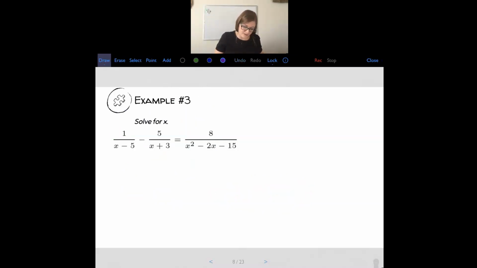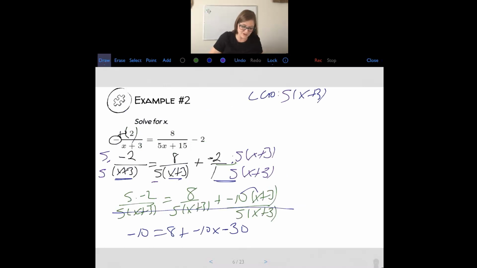Okay, the next one, we haven't done this one yet. Solve for x. So 1 over x minus 5 minus 5 over x plus 3 is equal to 8 over x squared minus 2x minus 15. We have a rational equation. Oh, I didn't check my answer on the last one. Okay, making sure the denominator does not equal 0. The only thing our denominator can't equal is negative 3, so our solution's good to go.